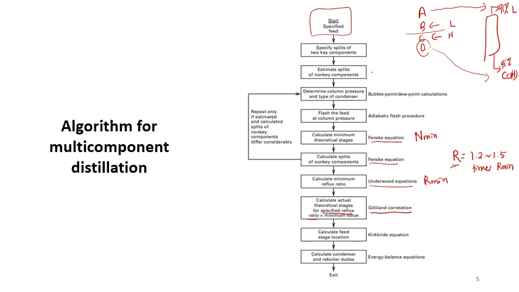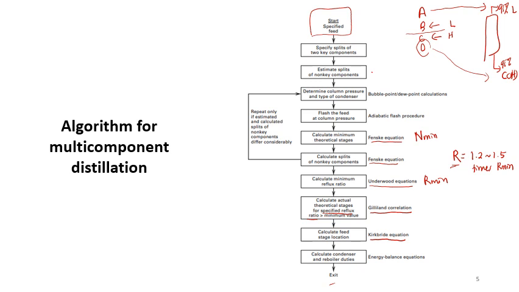Then we need to also know the feed stage location. So to do that, we need to use the Kirkbride equation. And finally, after you have done all these, you have to calculate the condenser and reboiler duties using the energy balance equation, and you're done.